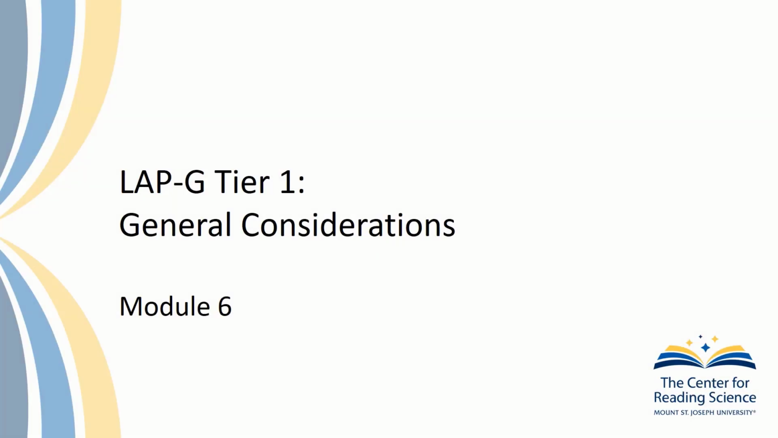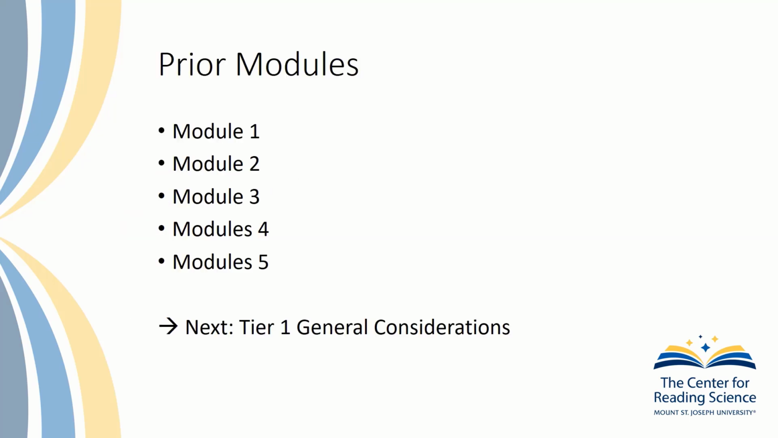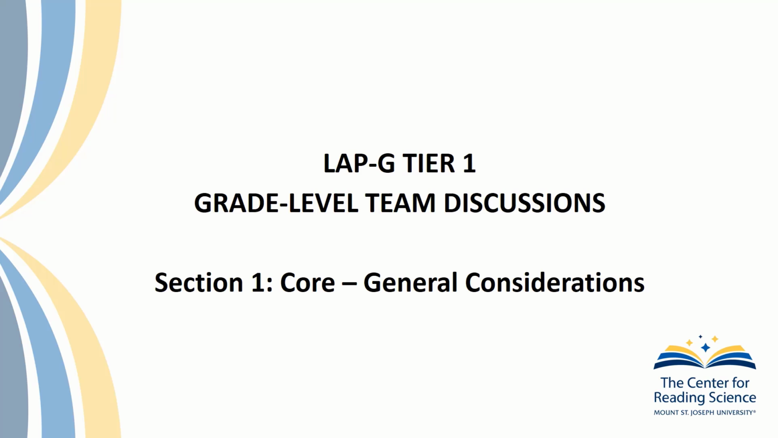Welcome to the final team discussion section of Tier 1. This section includes general considerations not yet addressed in the assessment, content, and instruction sections. Thus far, we have covered an introduction of the LAPG in Module 1, information on the needs assessment and pre-planning in Module 2, components of assessment in Module 3, word recognition in Module 4, and language comprehension in Module 5. This module will cover general considerations.